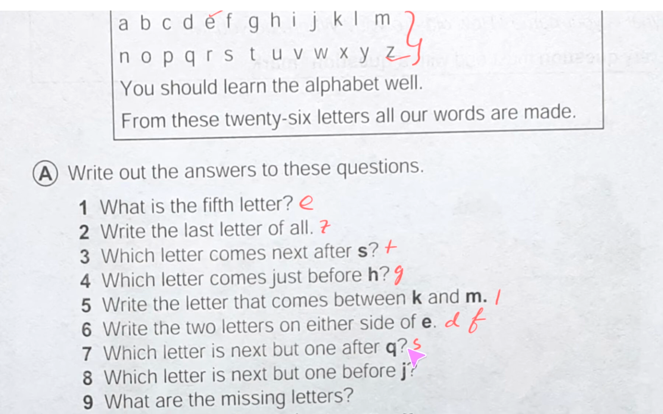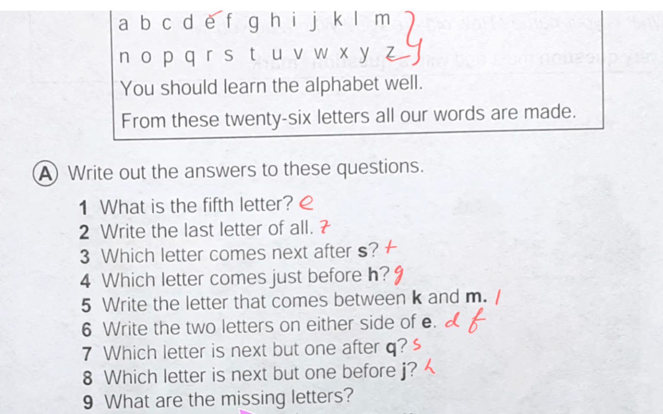Number 8, which letter is next but one before J? It is just the opposite of this question. Here J, where is J? See J, you will leave this one and just before it is H. So you will write here H.